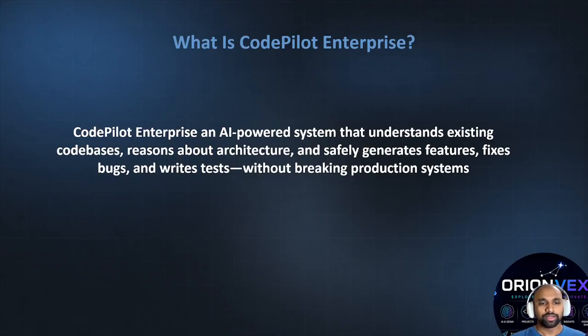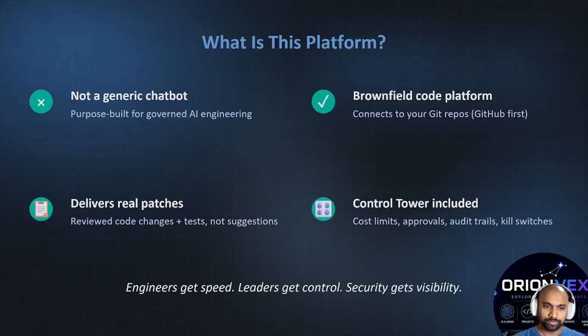The CodePilot Enterprise is an AI-powered system that understands the existing code base, reasons about the architecture, and safely generates features, fixes bugs, and writes software tests, even without breaking the production systems. Okay, so what is this platform all about? This is not just an AI chatbot or something.